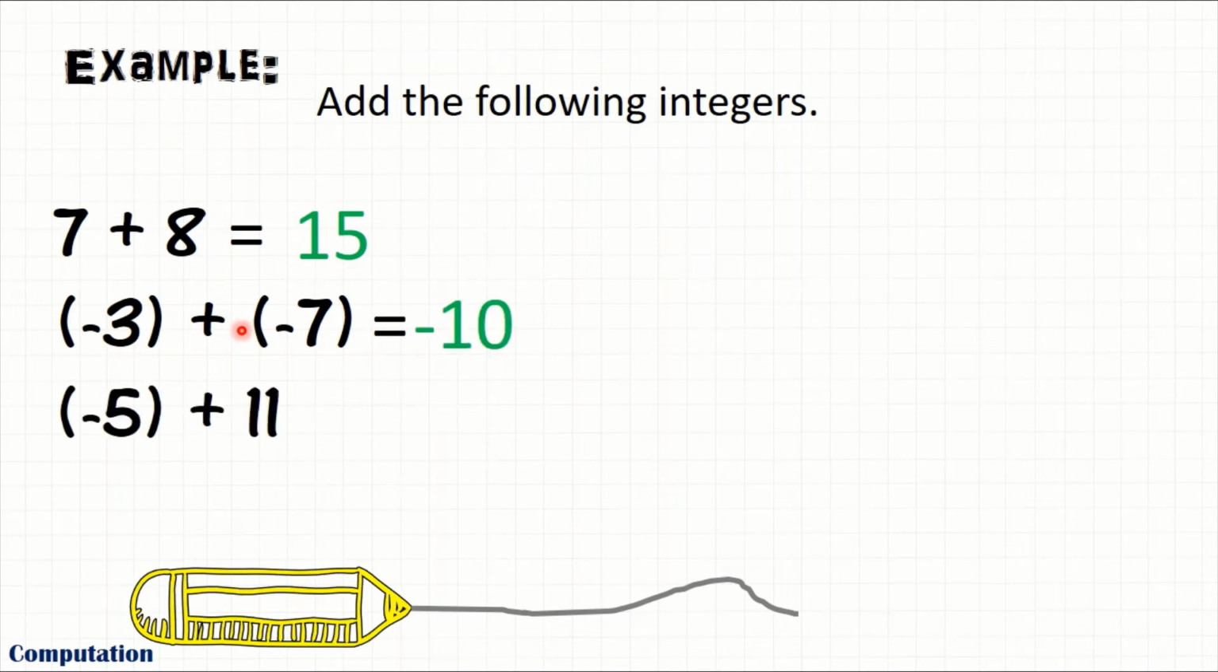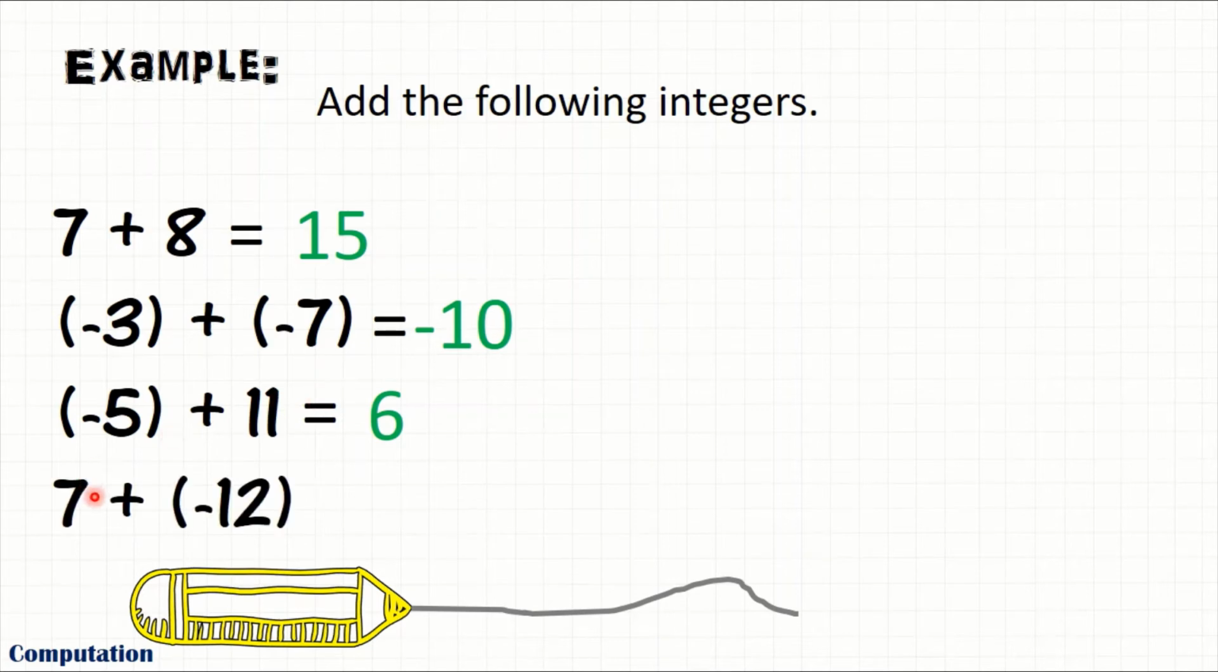How about negative 5 plus 11? Here we have different signs, so we have to subtract the numbers and copy the sign of the larger number. So 11 minus 5, we have 6. And the sign is positive because of positive 11. So we have positive 6.